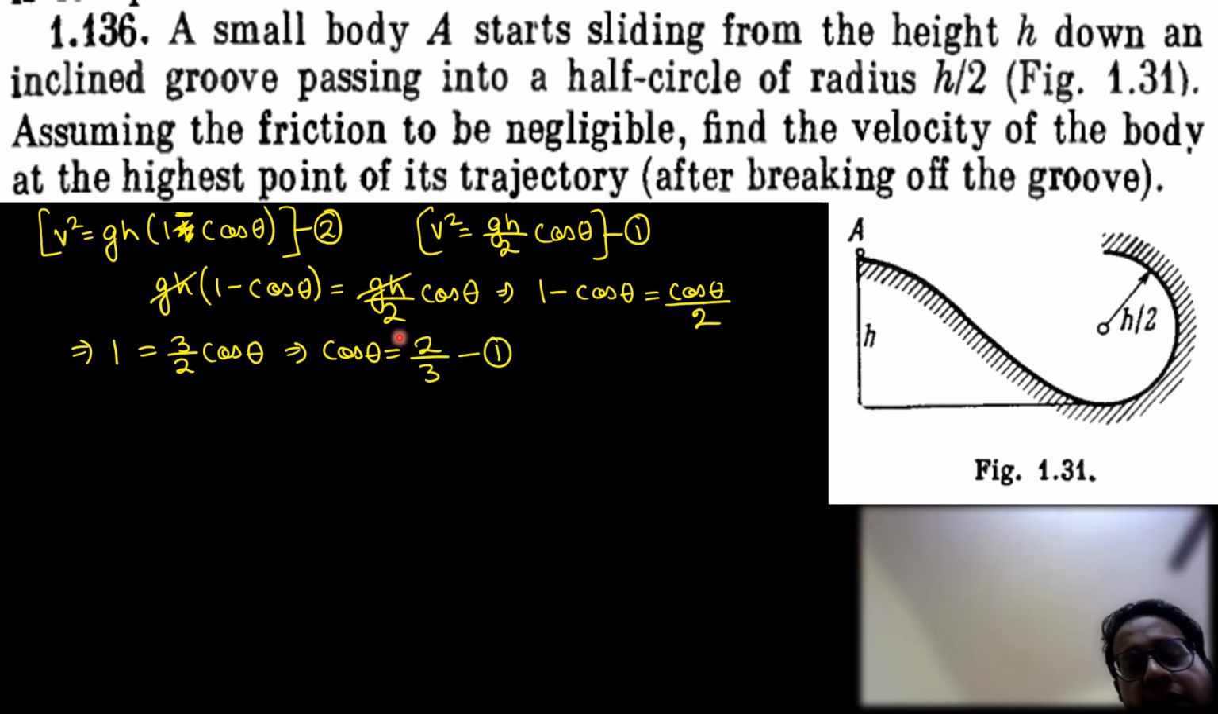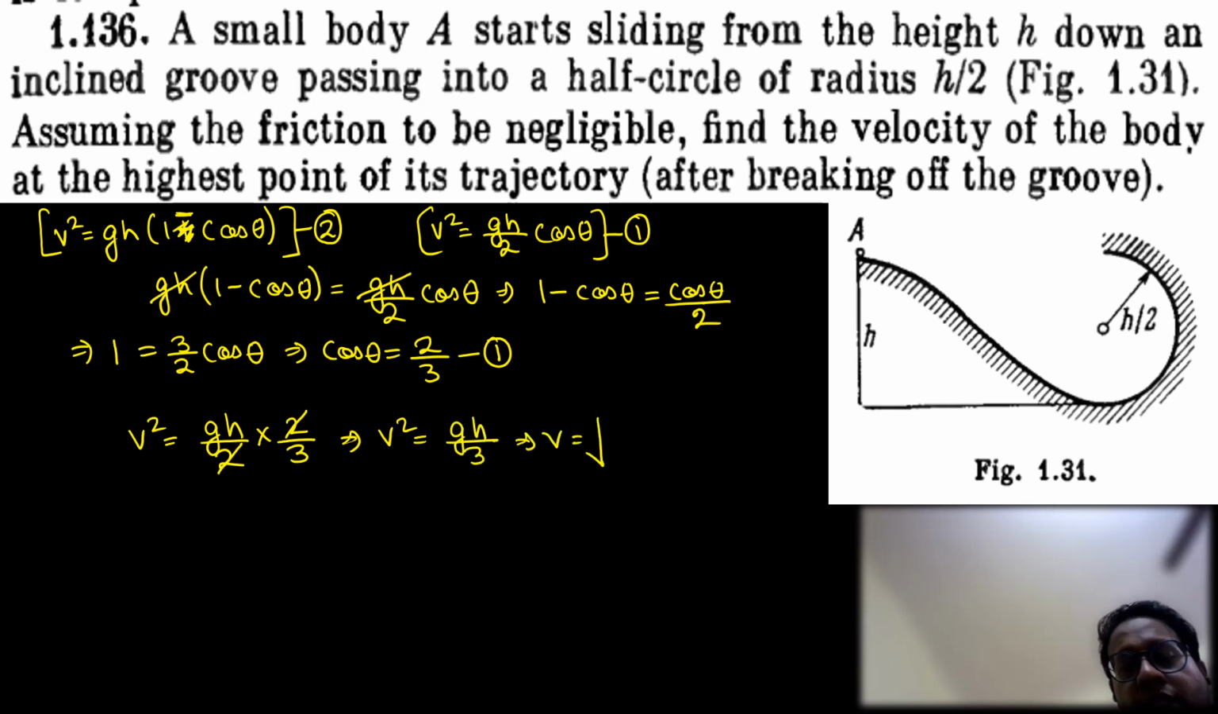Now you can either substitute this cos theta value in this equation or in this equation, both will have the same result. So I need to find out the velocity. So I'm substituting this cos theta in equation 1. v square is equals to gh by 2 cos theta. Cos theta is nothing but 2 by 3. So v square is equals to gh by 3, or v is equals to under root of gh by 3.